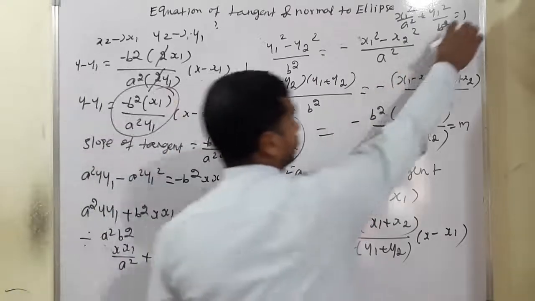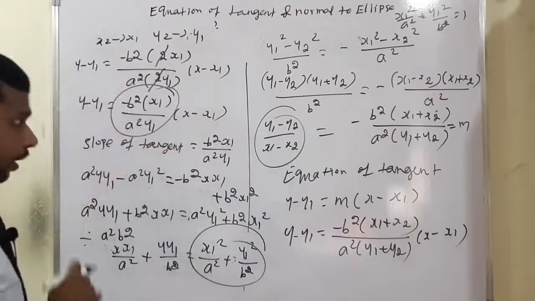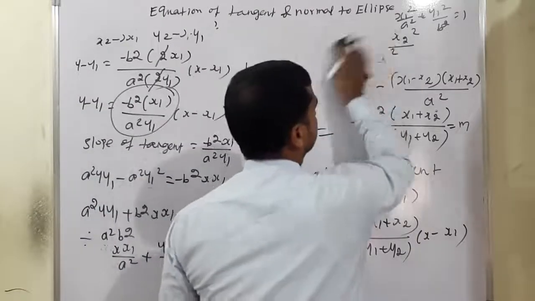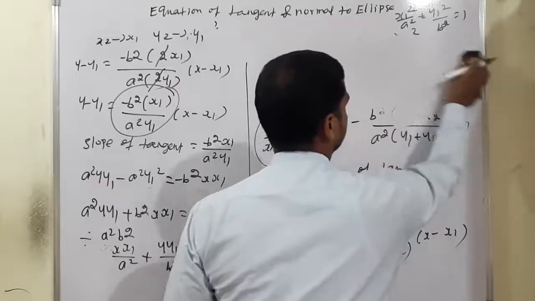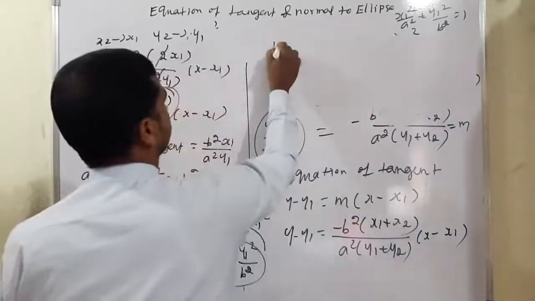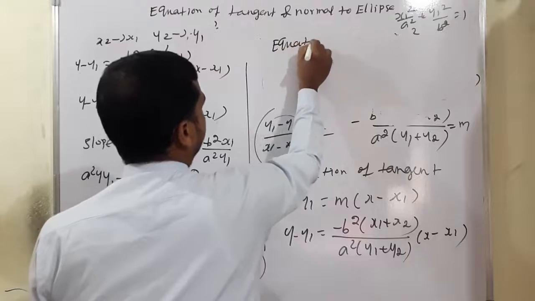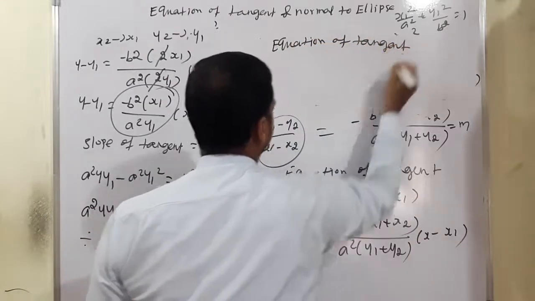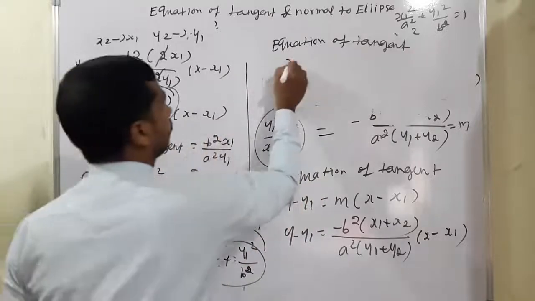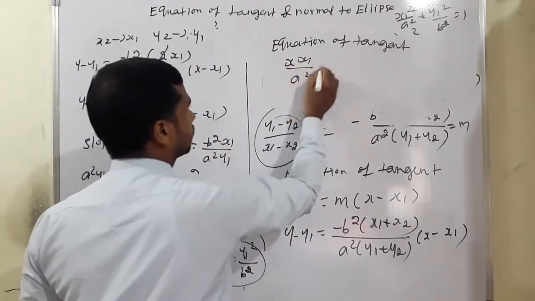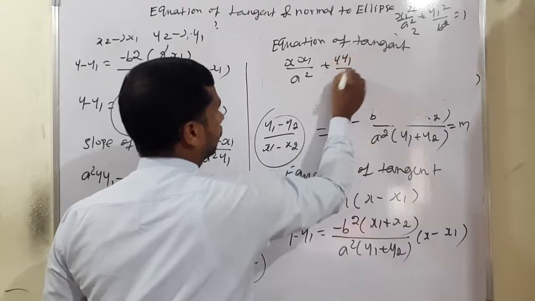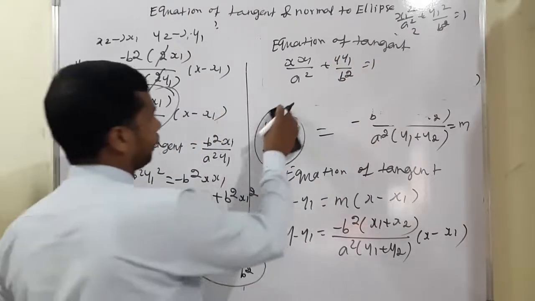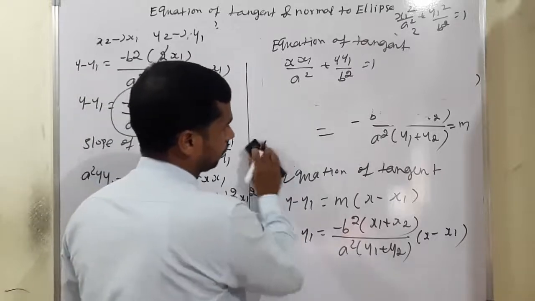Starting I have written, this value will be equal to 1. Therefore, the equation of tangent formula is x x1 divided by a square plus y y1 divided by b square is equal to 1. Moving to how to find the equation of normal, isn't it?